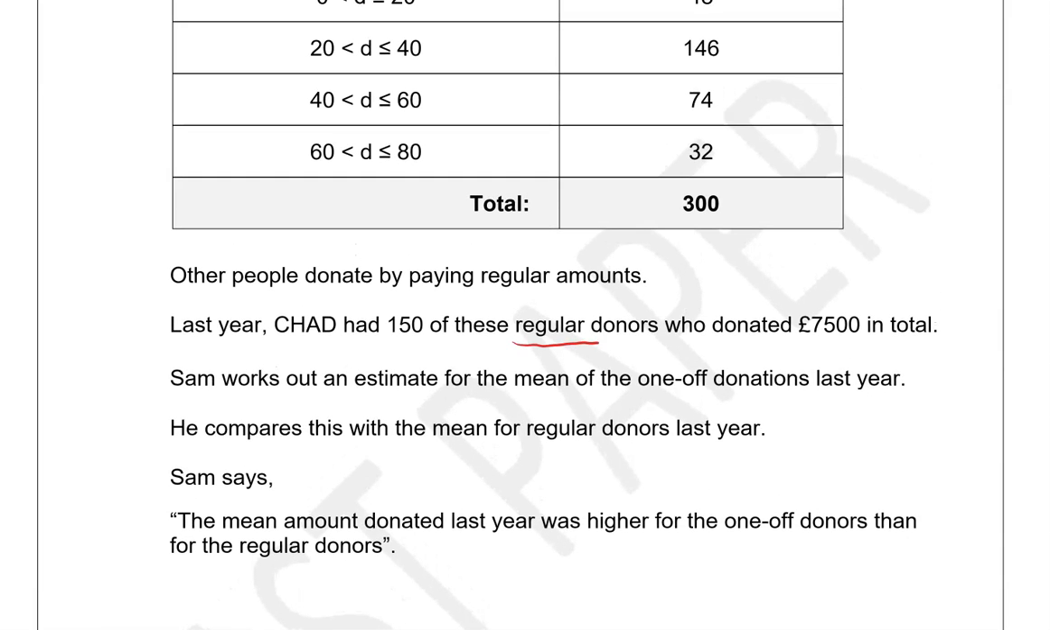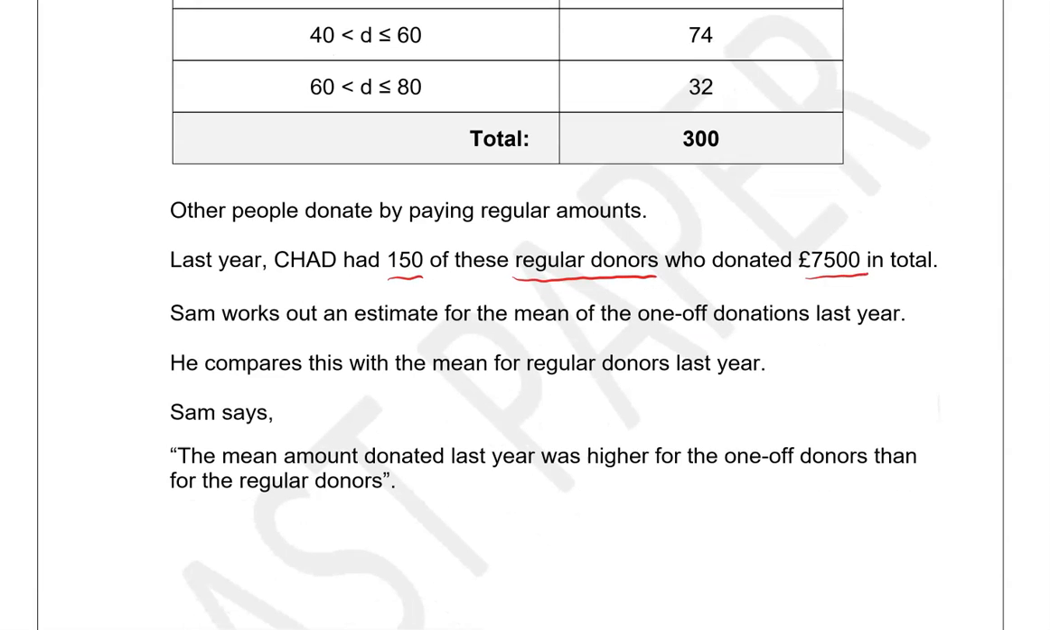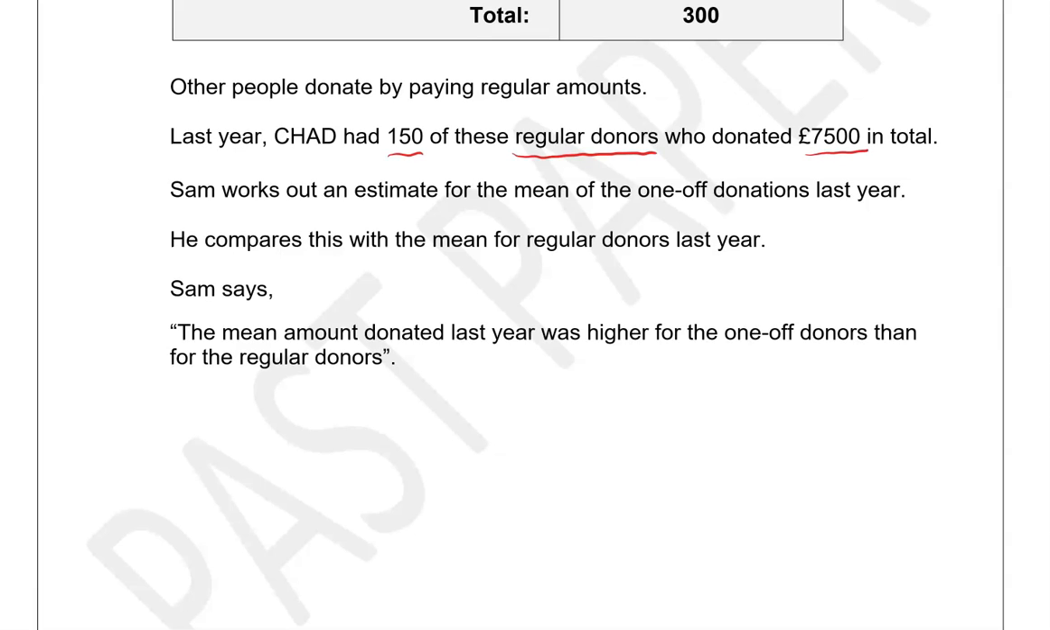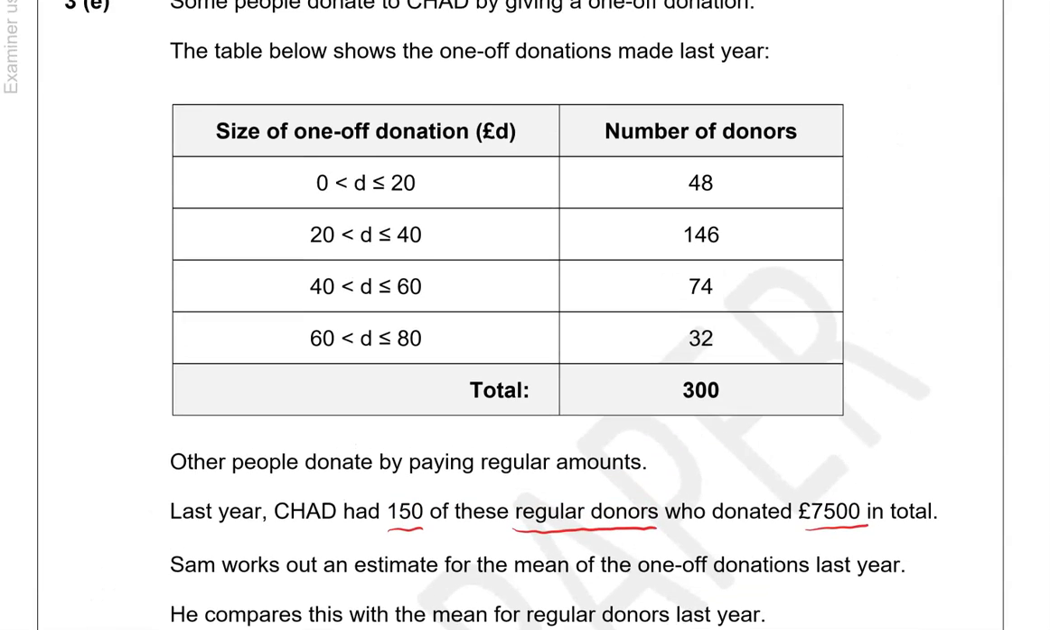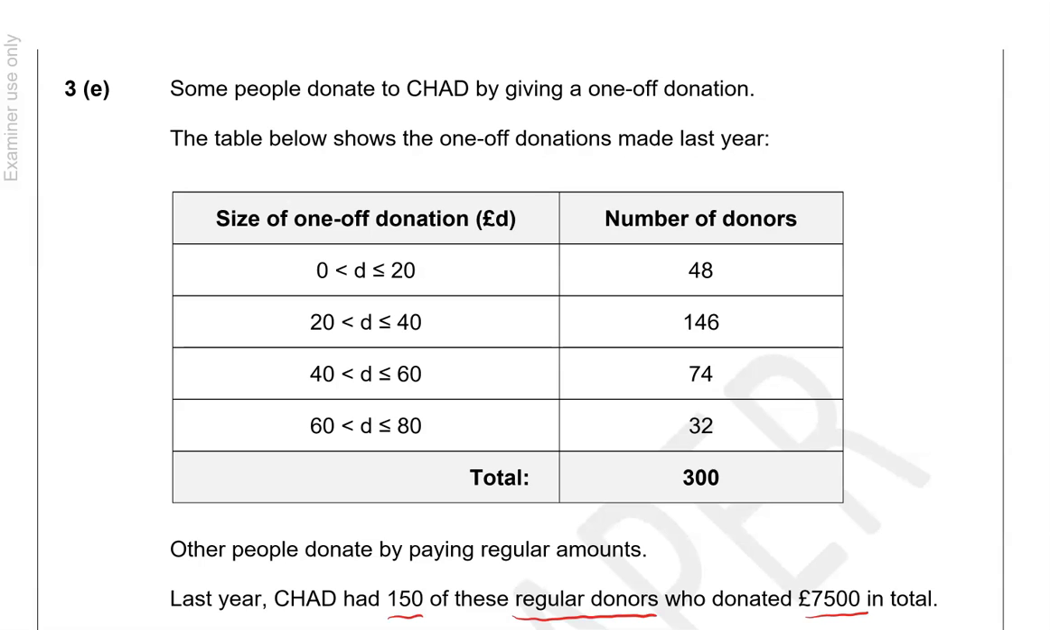So we've got the regular donors who donated 7,500. It's 150 of them. So what we're going to do is 7,500 divided by 150. So it gives us on average how much each of them donated. And that gives us £50. Now let's look at the one-off donors. We've got these ranges here, so we're going to have to find the midpoints. So between 0 and 20, it's going to be 10.